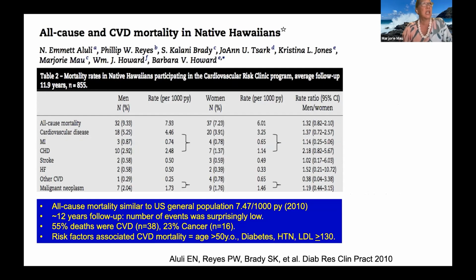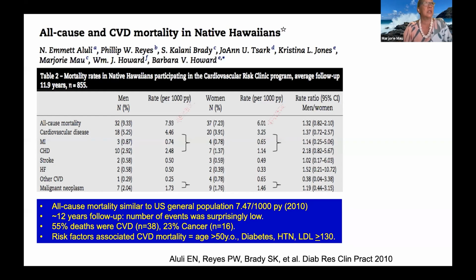And the reason I say that comes from this data, a study by Dr. Emmett Aluli on the all-cause and CVD mortality in Native Hawaiians. It's the single largest cardiovascular disease longitudinal outcome study of 855 individuals. That doesn't sound like a whole lot, but given the denominator, it's actually a pretty good number. And these are all on Molokai.